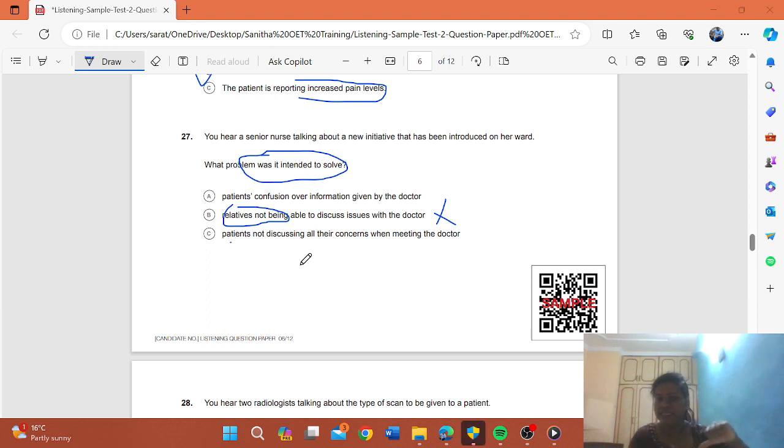Indirectly they are saying patients were not discussing all their concerns when meeting the doctor, but the way they said it in the passage was, patients only thought of the things they felt they needed to discuss when it was too late. That is the wording in the audio. So the correct answer is C. Are you getting my point? This is how they give the answers, and this is the way you have to find out the answer.